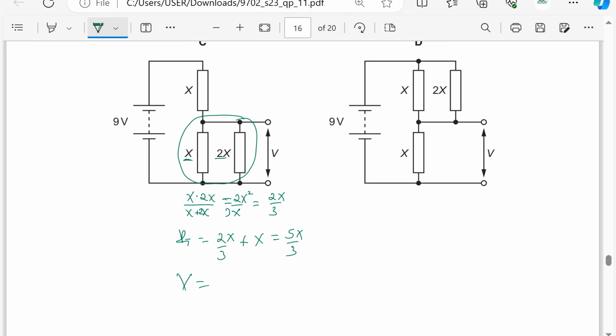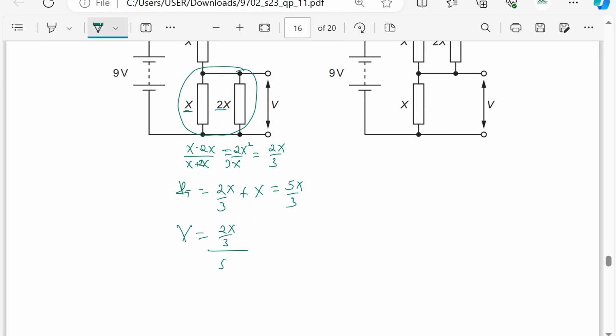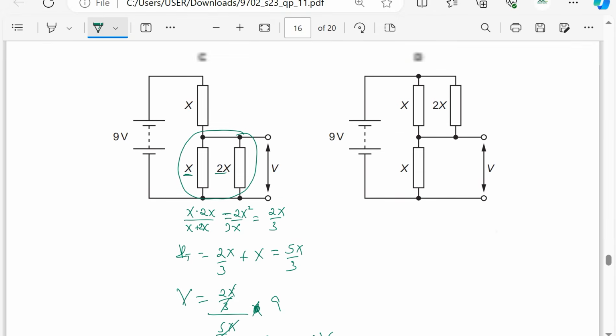Let's find V. V is going to be the resistance there, which is 2x over 3, divided by total resistance, which is 5x over 3. So 3 cancels out, then times 9 volts. Using the potential divider formula, 3 cancels, x cancels. So you have 2 over 5 times 9. I think this is 3.6 volts. Let's check this one.